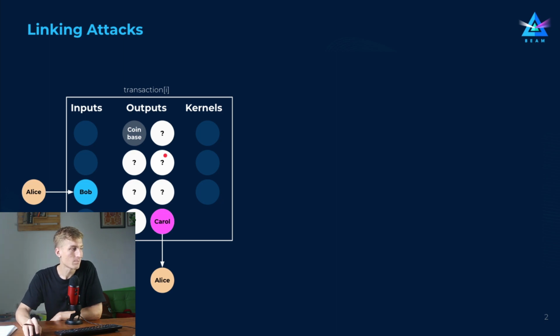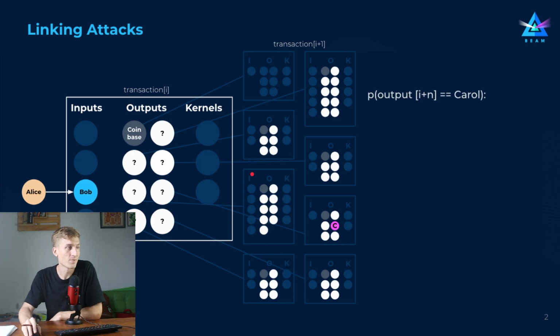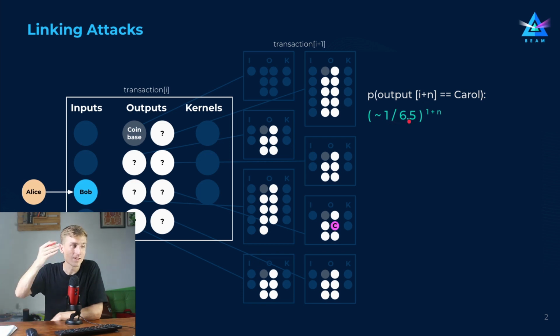Let's say that instead, Bob sends a transaction to himself first and then sends it on to Carol. So what is the probability that Carol is Bob's intended recipient now? It's 1 out of 42 if you count the little dots. But really, if we say that each transaction has an average of 6.5 outputs, which is about right, then it's 1 over 6.5 to the power of the number of intermediary transactions. So in this way, the privacy kind of increases exponentially with each transaction.